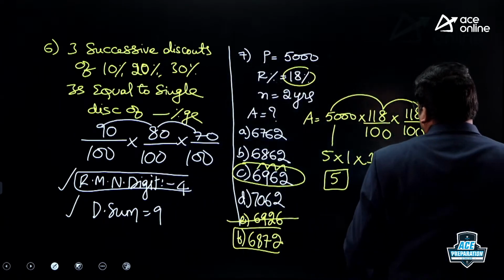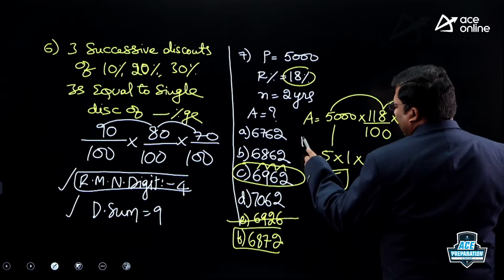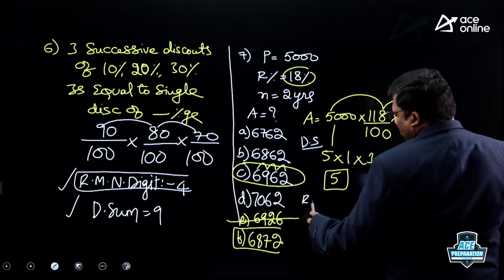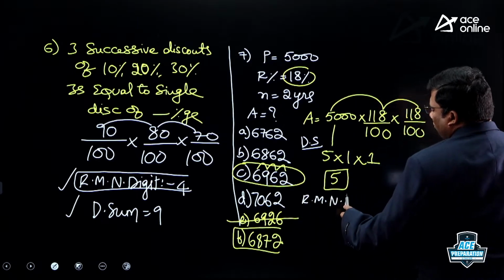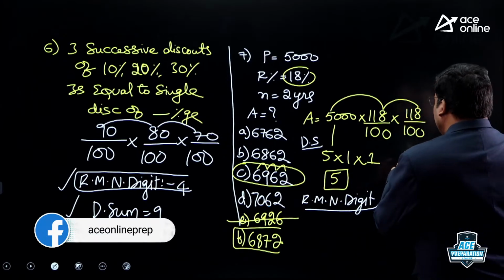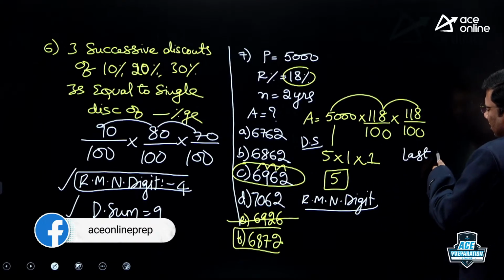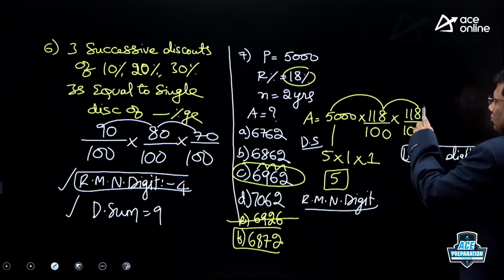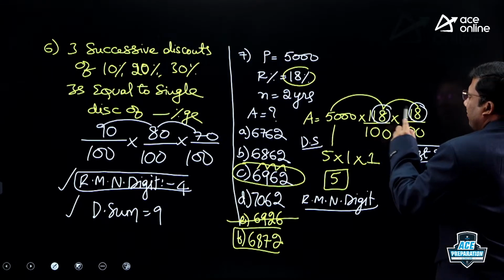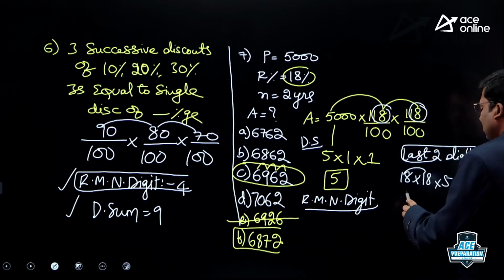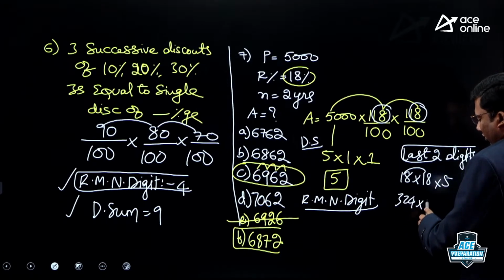Now see here, 118. I took the digital sum concept. What is the another concept I took? Rightmost non-zero digit logic. Then let me take last 2 digits logic. Last 2 digits, what it is? 18. What it is? 5. 18 into 18 into 5. 18 square is 324. 324 into 5.